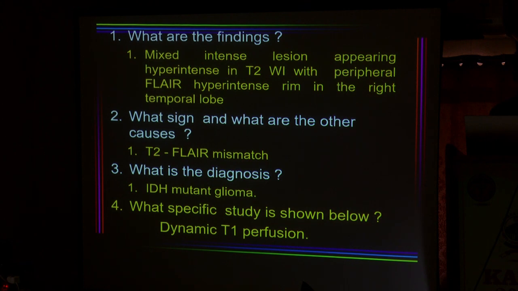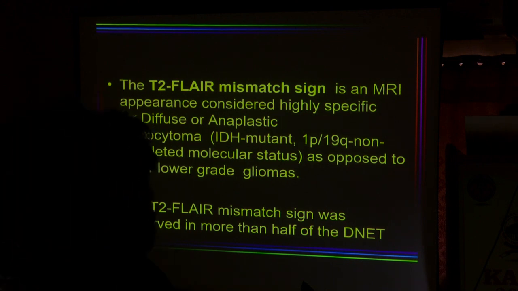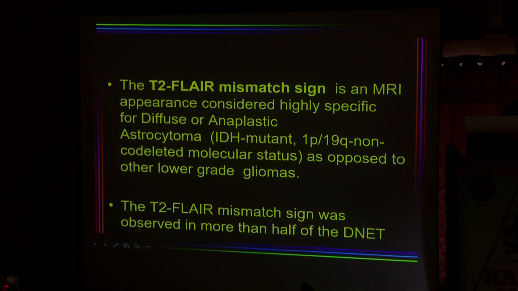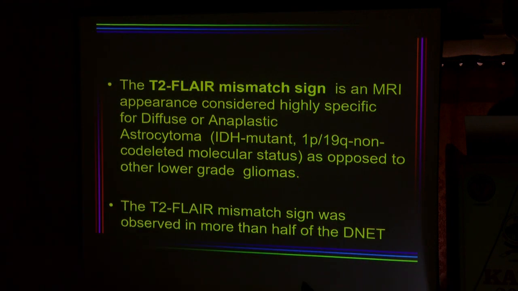So is it described in a DNET, or disembryoplastic neuroepithelial tumor? So what is this T2 FLAIR mismatch? It is an appearance which is considered specific for the diffuse or the anaplastic astrocytoma. It's an IDH mutant, 1p19q non-codeleted molecular status.